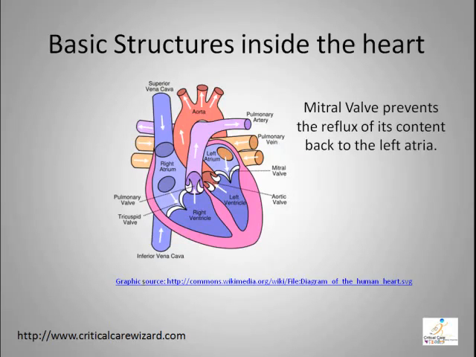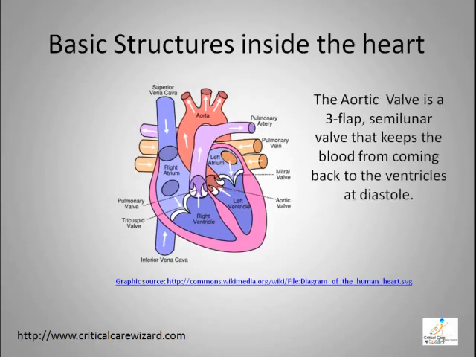As the pulmonary veins empty their blood contents into the left atrium, it then passes through a two-flap valve known as the mitral valve. This mitral valve prevents the reflux of its contents back to the left atrium. From the left atrium, the blood then goes to the left ventricle.